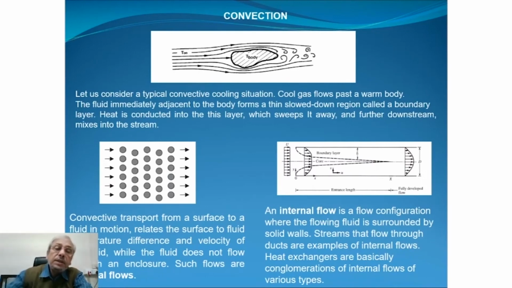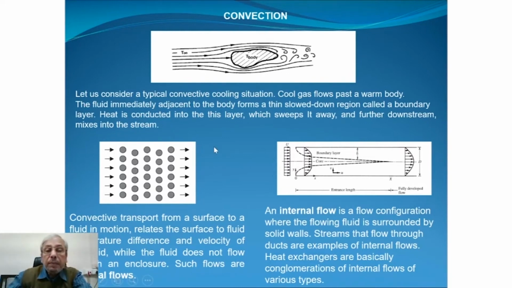Now, let us consider a typical convective cooling situation. Cool gas flows past a warm body. The fluid immediately adjacent to the body forms a thin, slowed down region called boundary layer, and heat is conducted from the solid body to this layer, which sweeps it away and further downstream mixes into the stream.